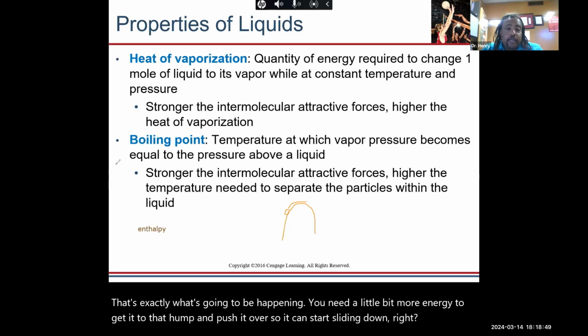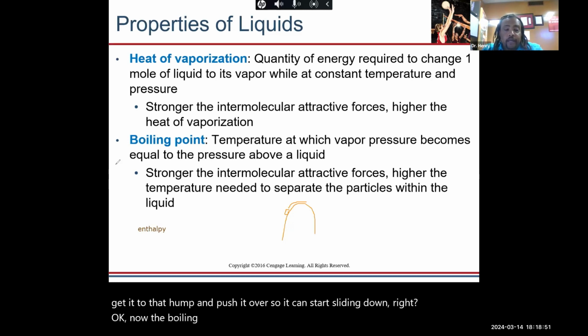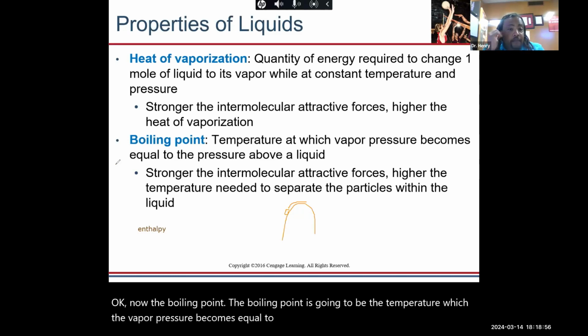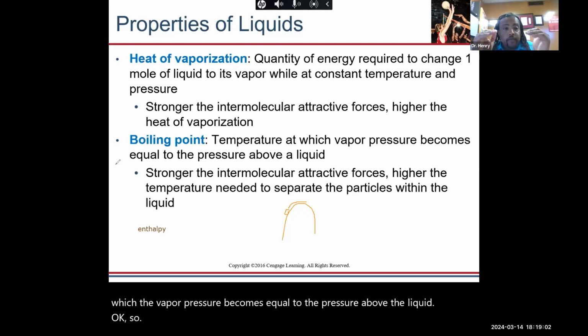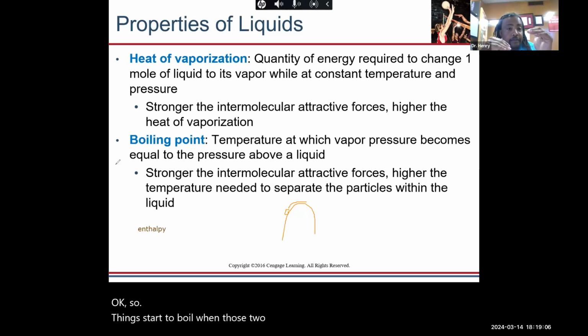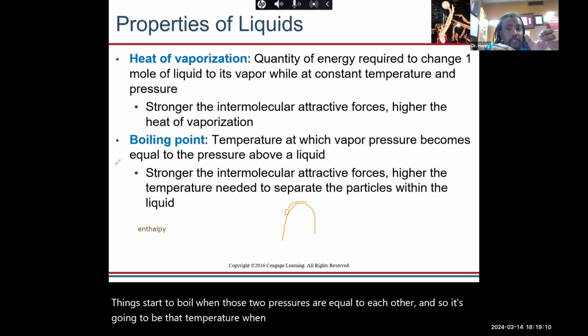Now the boiling point is the temperature at which the vapor pressure becomes equal to the pressure above the liquid. So things start to boil when those two pressures are equal to each other. And it's that temperature, when those two pressures are equal, that allows boiling to occur.